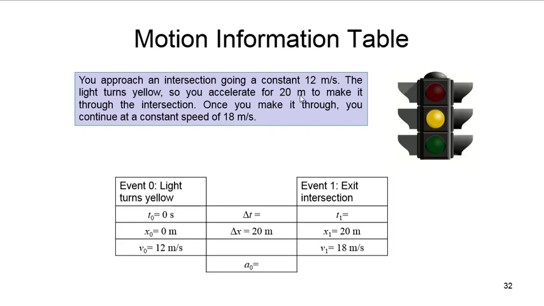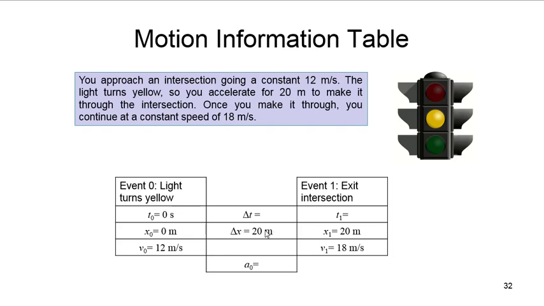So you accelerate for 20 meters to make it through. This is where you are when you exit the intersection. You're at the position x equals 20 meters. We know right when that light turns yellow, you have been going 12 meters per second. And when you exit the intersection, you're going 18 meters per second. So based on what I know, I've already calculated that delta x is 20 meters.